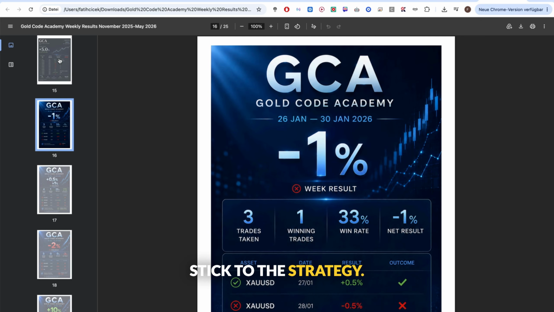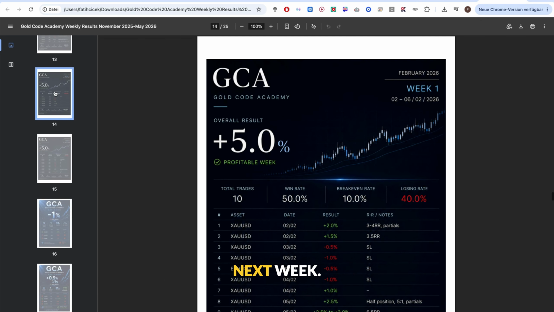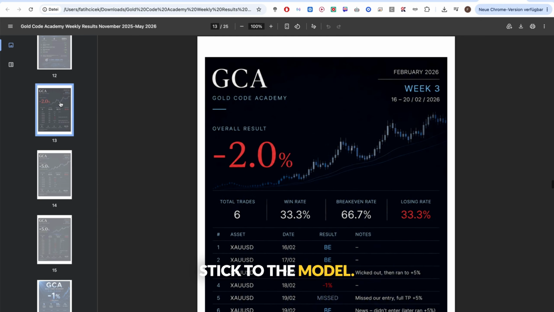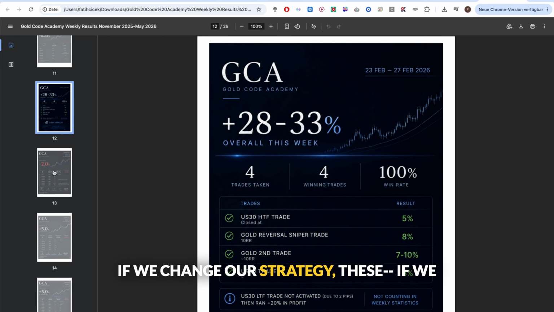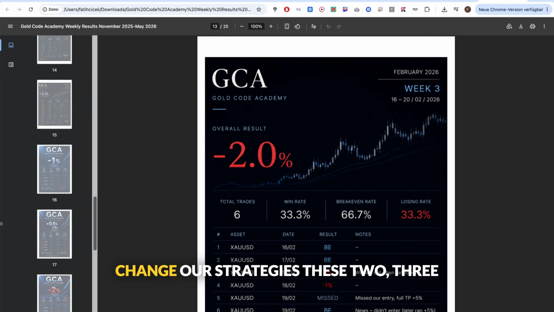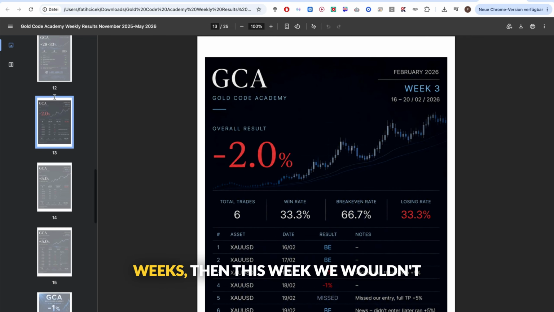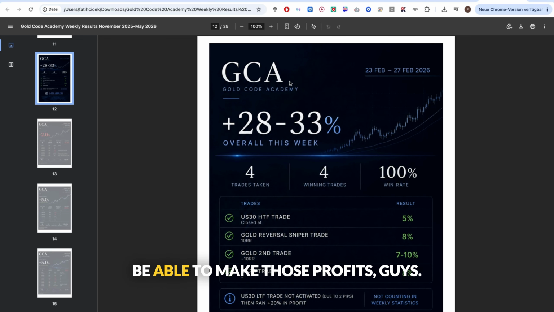Stick to the strategy. Stick to the model. Next week, stick to the model. Always stick to it, and then boom. Okay. If we had changed our strategy in those 2-3 weeks, then this week we wouldn't be able to make those profits, guys. I want you to understand that.